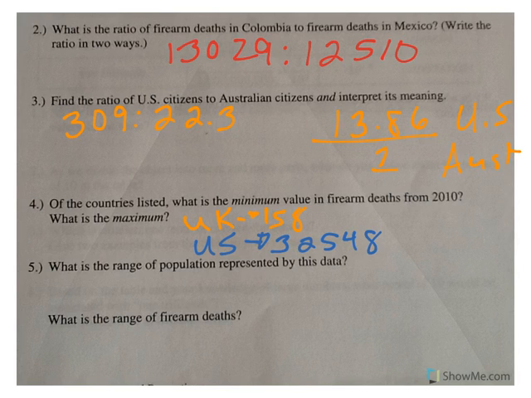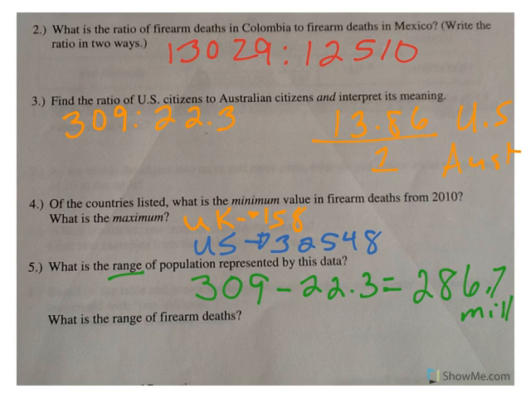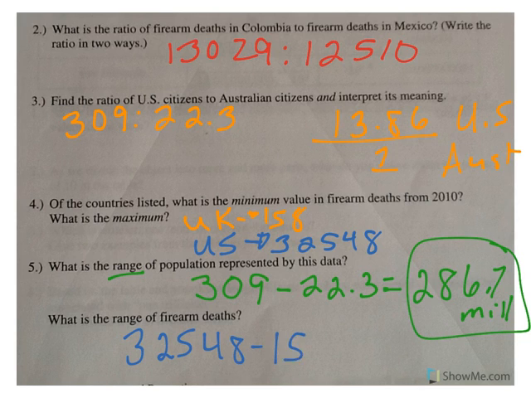Now, number 5 brings us to the concept of population. What's the range of population? Remember what range means: the largest minus the smallest. The largest is the US at 309 million, minus the smallest, which is Australia at 22.3 million. If you subtract those, you get 286.7 million, and there is the range. For the range of firearm deaths, the U.S. has the most at 32,548, minus the UK's 158, and that gives us the range of 32,390.